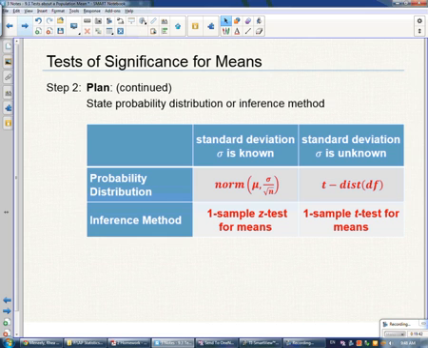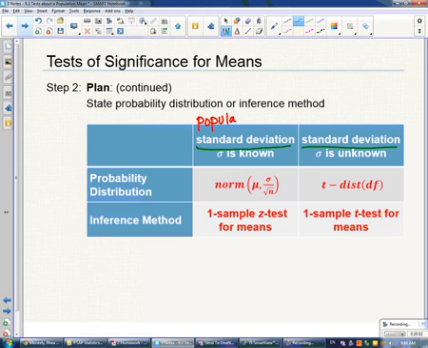Okay. In terms of our planning phase and knowing which inference method to use, we have to pay close attention to where our standard deviation is coming from. You need a standard deviation to proceed regardless, but you want to know whether it is coming from the population or the sample. So if you're given the population standard deviation, you can use the Z procedures. You can use a standard normal distribution with a mean and standard deviation. The formulas are given. And you can use a Z-test.